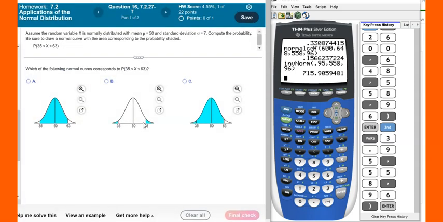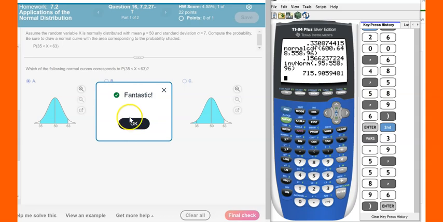Okay. Question number 16. Assume that the random variable x is normally distributed with mean 50 and standard deviation 7. Compute the probability here. To be sure, draw the normal curve with the area corresponding to the probability stated. Here, obviously you can see the area between 35 and 63 you are looking for, which is the probability, and obviously this is the right answer, which represents this probability. That's the area.